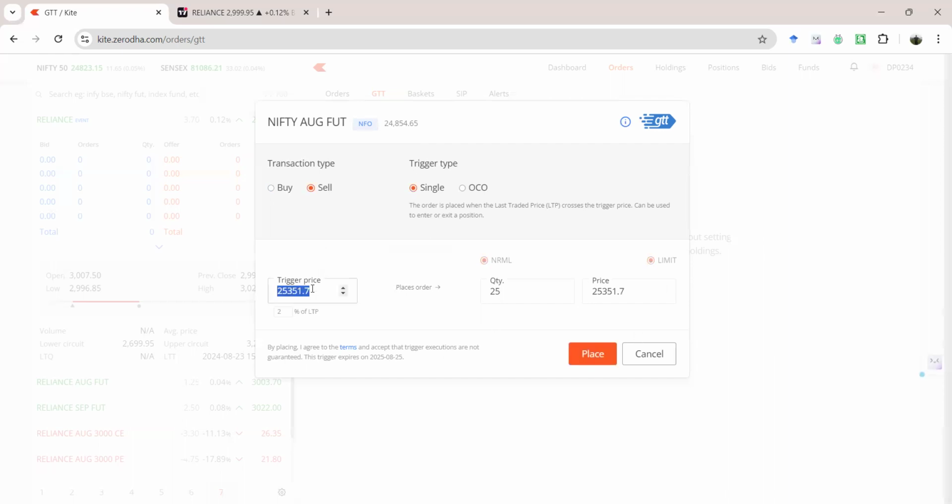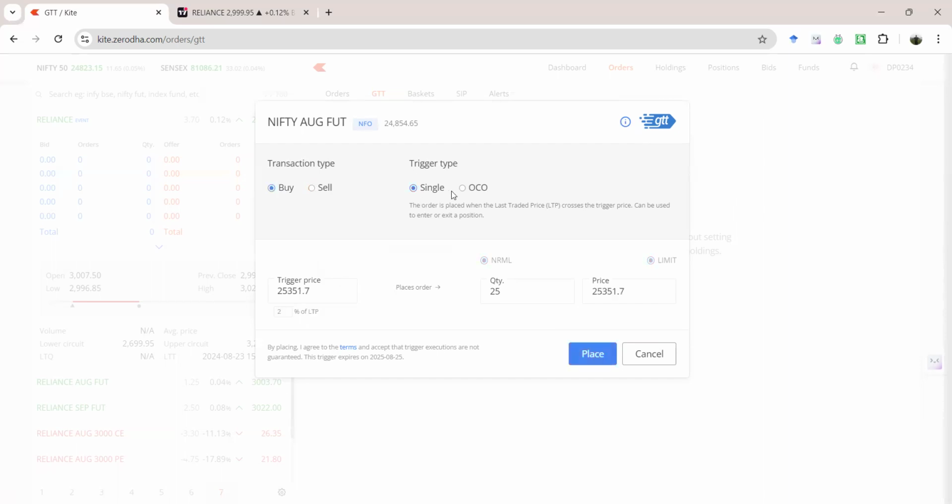We can use a similar thing. If we want to sell, suppose at 25,000, the trigger price is 25,000. For selling, we can use a lower trigger, 24,980. Something like this can also be used. A higher trigger cannot be used because we are selling, so we have to use a price below the trigger level. And when it crosses this level, it will execute.